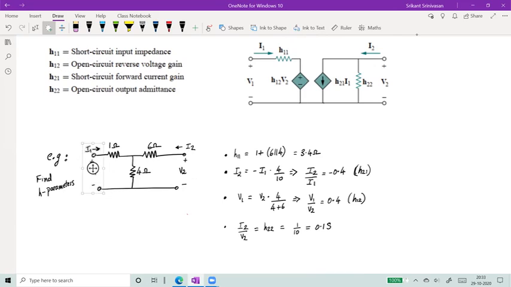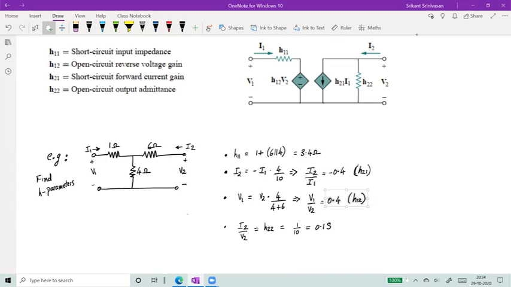Since this is open circuit, the voltage drop across the 4 ohms is 4 divided by 4 plus 6, straightforward. So that's what I've written here. V1 is V2 into 4 by 4 plus 6. So V1 by V2 is equal to 0.4. So that is equal to H12.